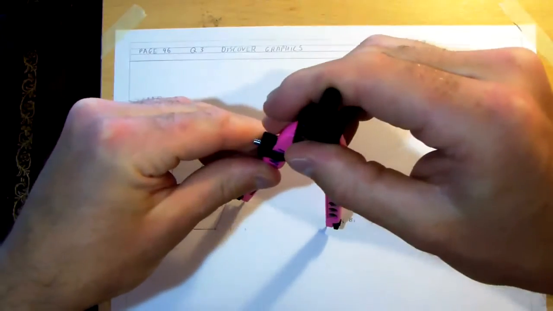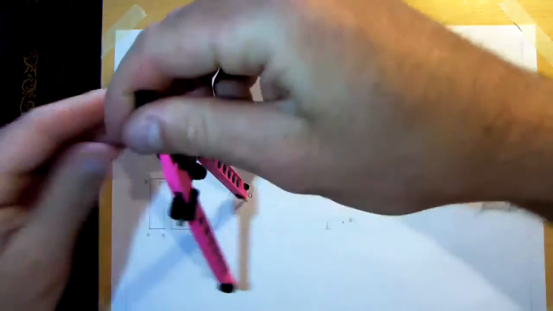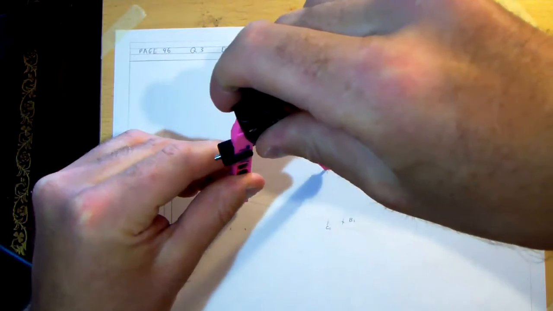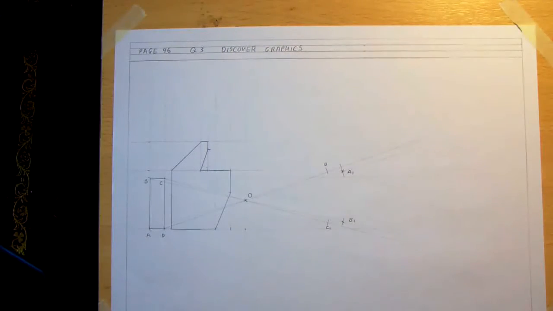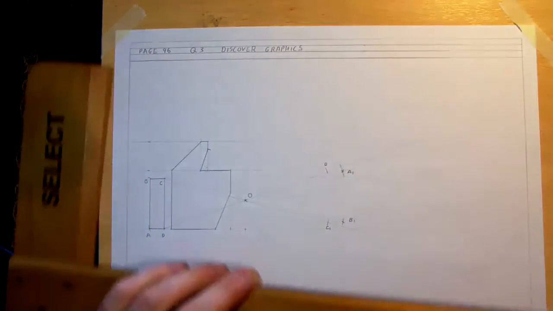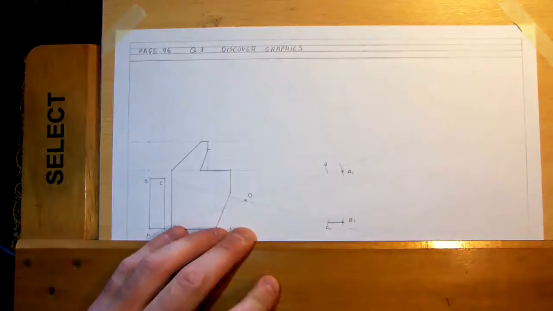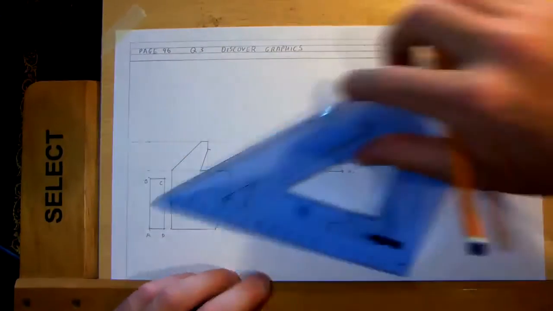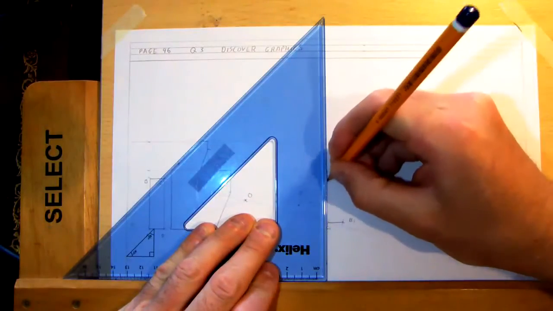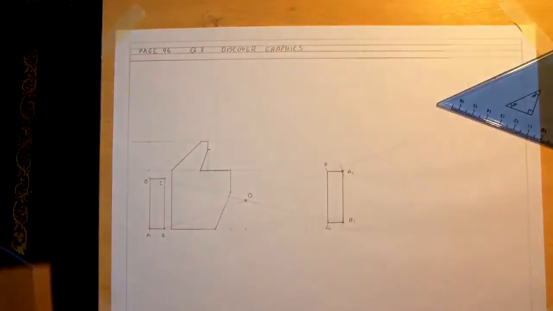C, C1, back to D, D1. C to B should be horizontal. And it is. A to D should be horizontal. And it is. These should be vertical. And there. So there's a rectangle.